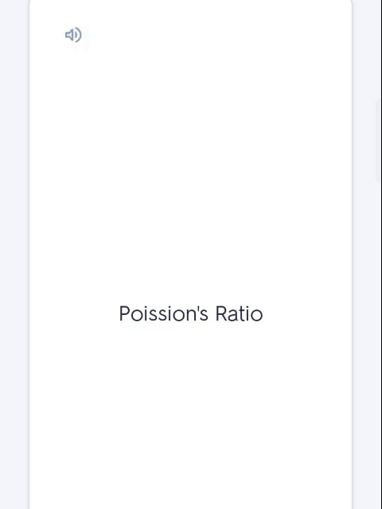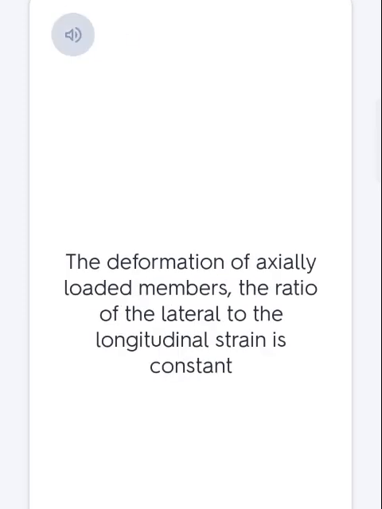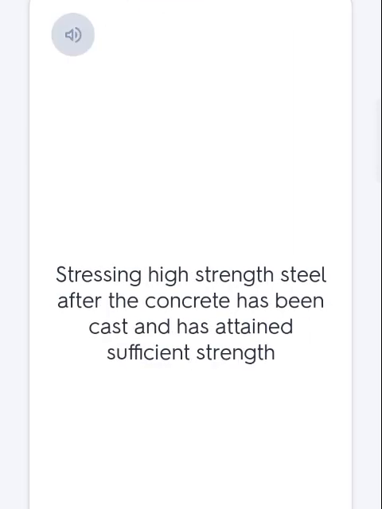Poisson's ratio. In the deformation of axially loaded members, the ratio of the lateral to the longitudinal strain is constant. Post-tensioning. Stressing high-strength steel after the concrete has been cast and has attained sufficient strength.